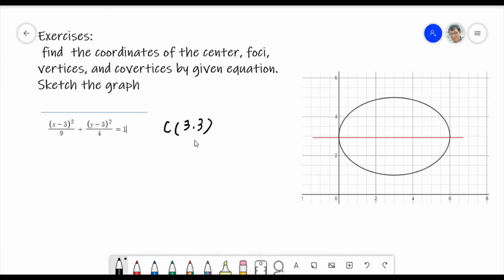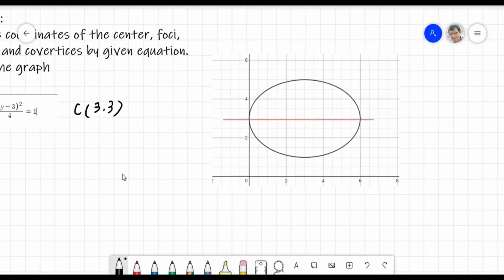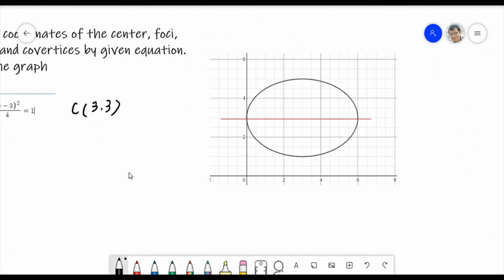So let's move a little bit. The center here is 3, and 1, 2 here is 3 as well, right? So (3, 3) is here. So this is the center. Okay. So let's see the next one.